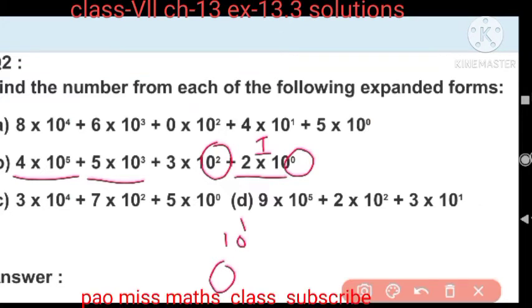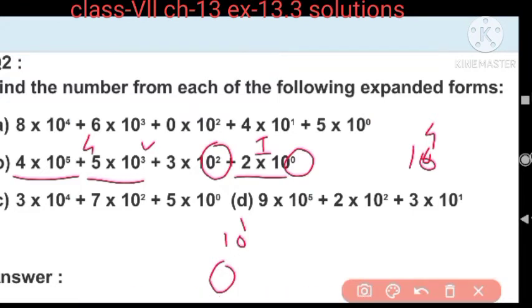Now 2, then again 3, then again 4. 4 is also missing, isn't it? That means for 10 to the power 4 also we have to put 0. That means this is for 10 to the power 1, 0. Then next here what will be there? 10 to the power 0. So for 10 to the power 0 here will be 2. Then here 10 to the power 2, then 10 to the power 3, then 10 to the power 4, then 10 to the power 5.